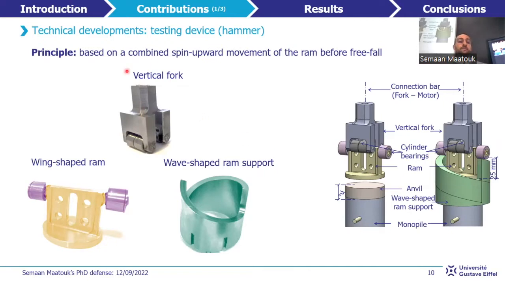And the final piece is the vertical fork that enables the vertical translation of the ram up and down, and its rotation by using an electric actuator motor. An anvil is also fixed above the head of the monopile in order to avoid damaging it at the moment of charge. So now, how does this hammer work?